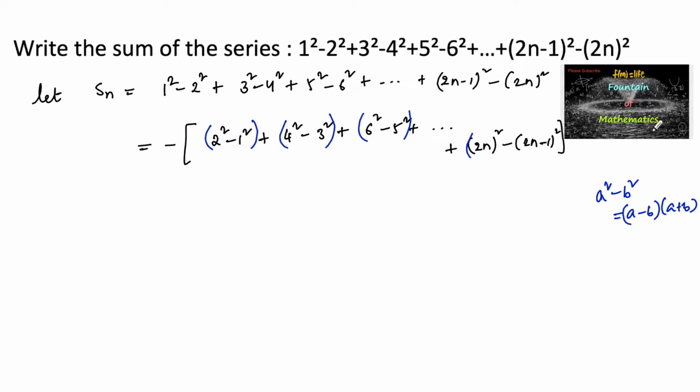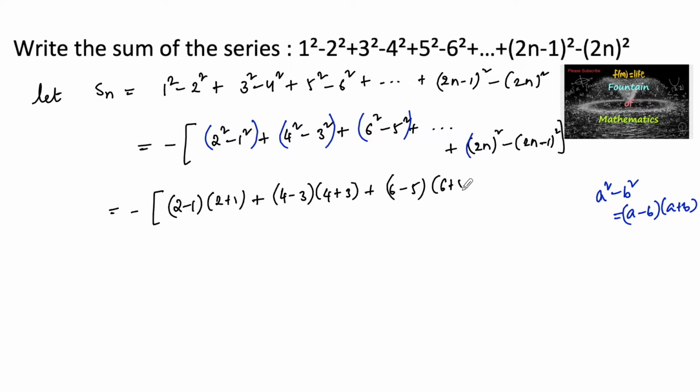So we can write, which is equal to minus of 2 square minus 1 square, we can write 2 minus 1 into 2 plus 1, and 4 square minus 3 square we can write 4 minus 3 into 4 plus 3, and 6 square minus 5 square we can write 6 minus 5 into 6 plus 5, and so on up to 2n minus 2n minus 1 into 2n plus 2n minus 1.